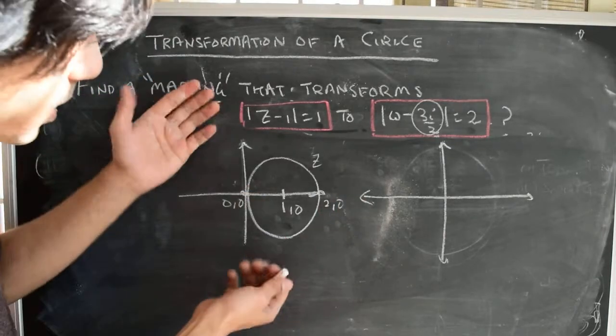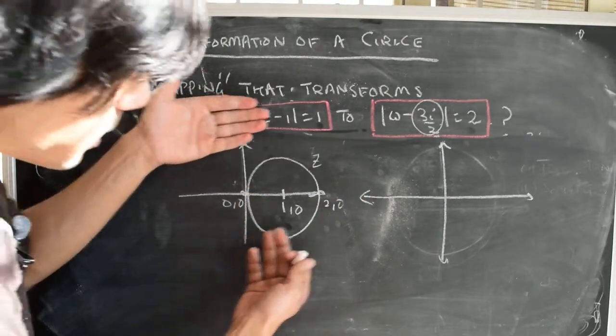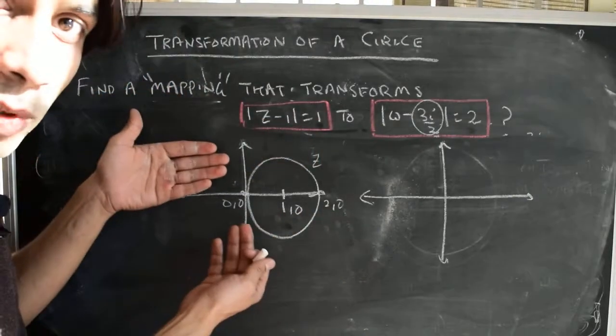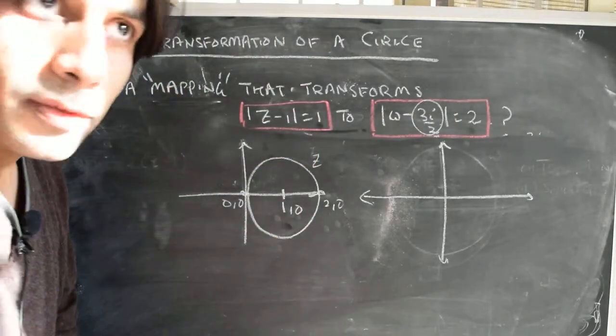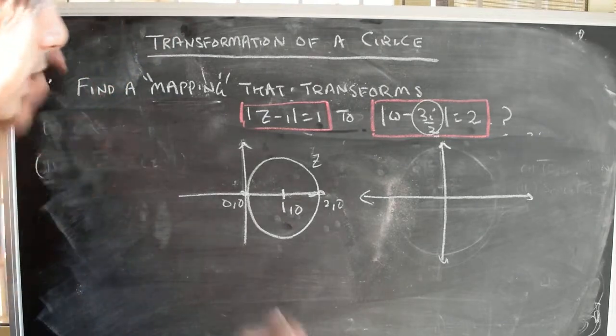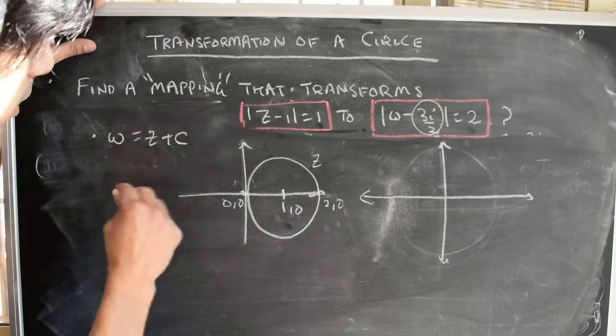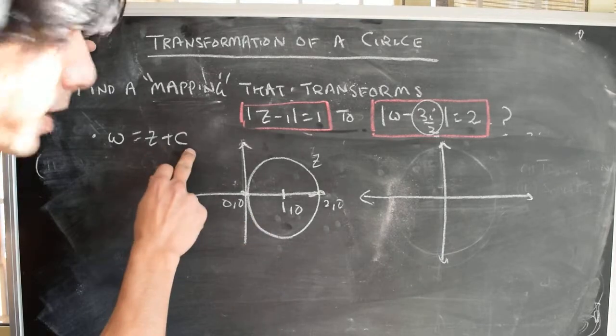And this simply means that we can take this axis and shift it by 1 unit forward, or we can take the circle and shift it backwards. Now, if you recall the video on translations, then you remember that W equals Z plus C is a translation of the complex plane by C units.